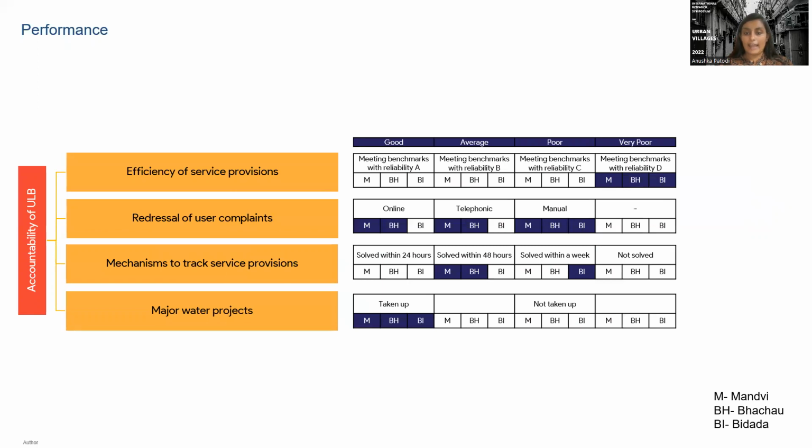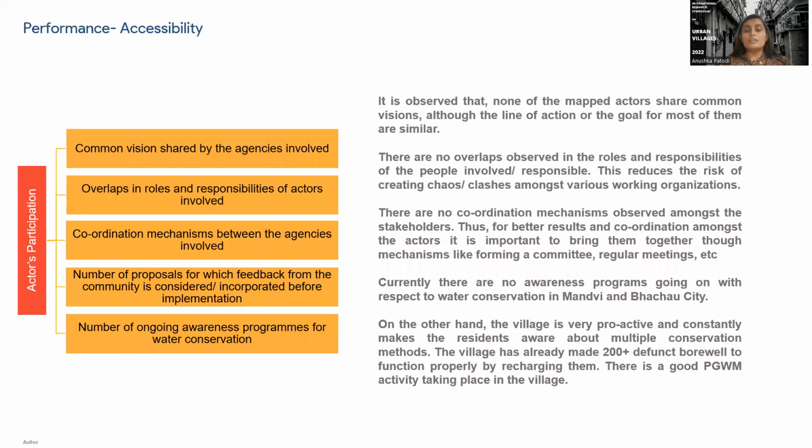The next component, actors' participation. So it is observed that none of the actors which are mapped share a common vision, although the line of action or goals for most of the actors are similar. There are no overlaps observed in the roles and responsibilities of the people involved, and it reduces the risk of creating chaos and clashes amongst various organizations. There are also no coordination mechanisms observed among the stakeholders. Thus, for better results and coordination amongst the actors, it is important to bring them together through mechanisms like committees, regular meetings, etc.